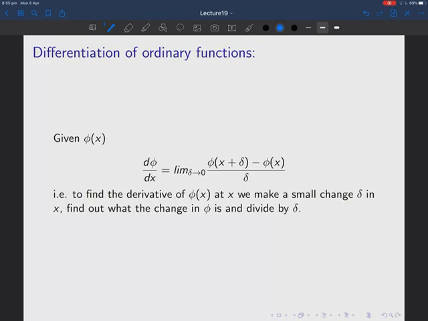Now, we've got functionals. Who cares? I've defined a functional. You might think, well, what's the point of that? What can we do with them? Well, we can differentiate them.